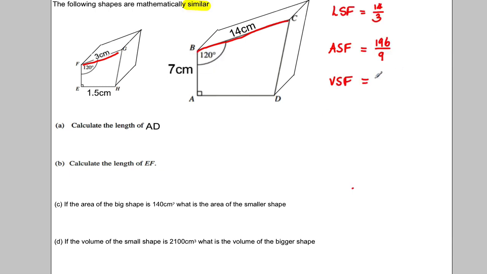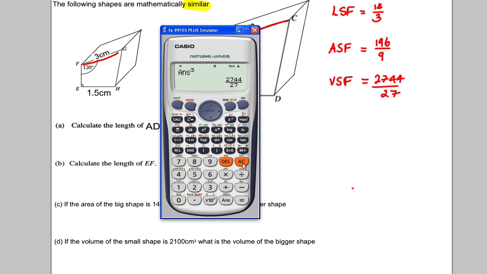2744 over 27, so 2744 divided by 27. Okay, it's really important that you leave it like that. Now, one thing I want to point out, if you have 14 over 3 like this, and you press to the power, the squared there, it comes out correct.